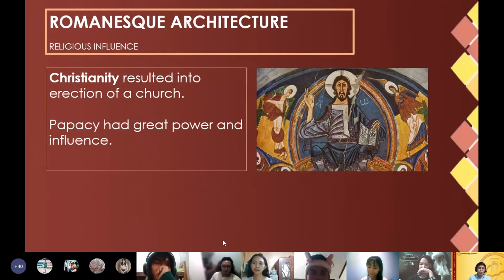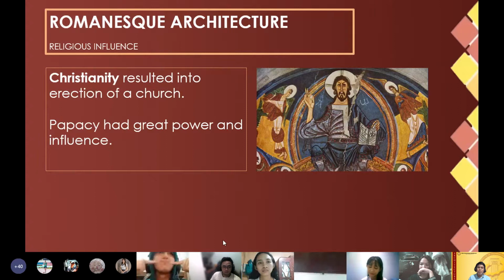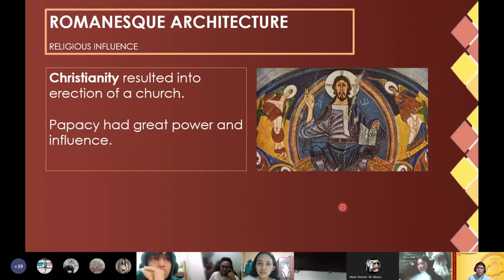Here, so in terms of religious influence, Christianity resulted into erection of church. Papacy had great power and influence. So this time around, nanay mga kanang sa Pope, no? So sa Rome, sa Vatican City, dako kayo og influence ang Pope in this time around. So ang Pope moingon nga sige, build a church there, build a church. So that's the influence that they have during the Romanesque architecture.